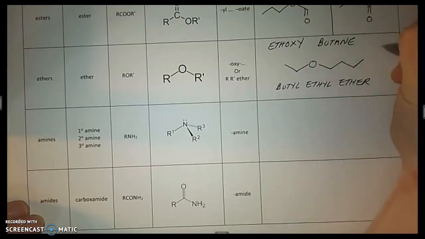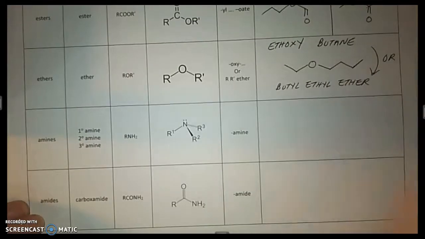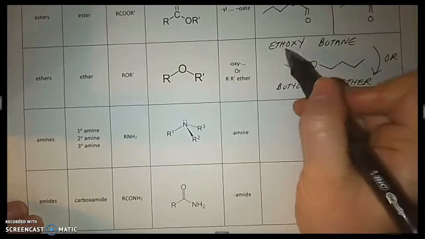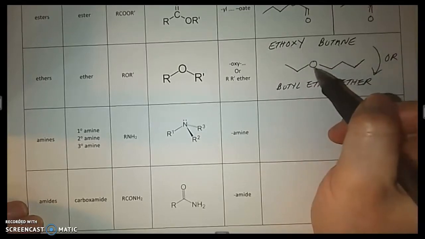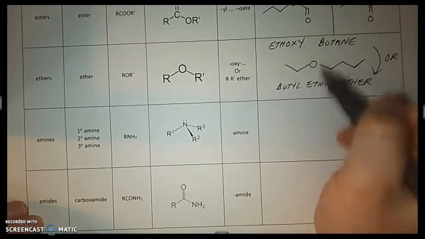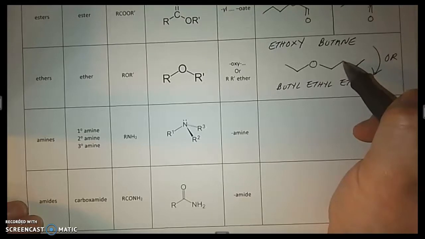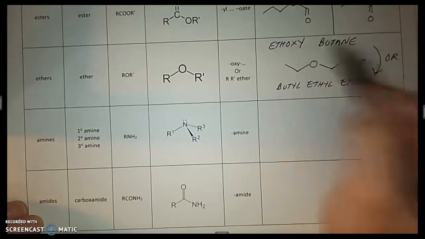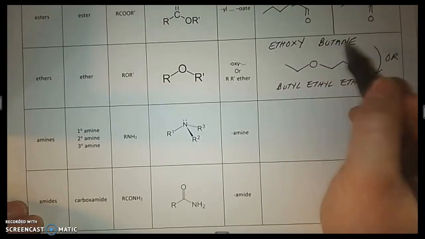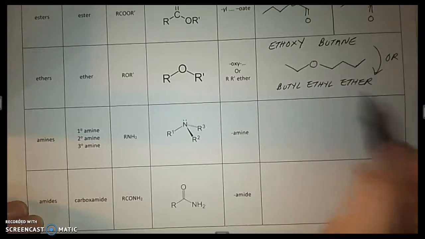Okay, so this is ethoxybutane, or butyl ethyl ether. Now, another place that this naming convention could be useful is if, say, I had my ethoxy group on the 2nd carbon in my butyl chain, or sorry, right here. Then I could call it 2-ethoxybutane. It would be easier to use that numbering system in this style of naming than in this style.